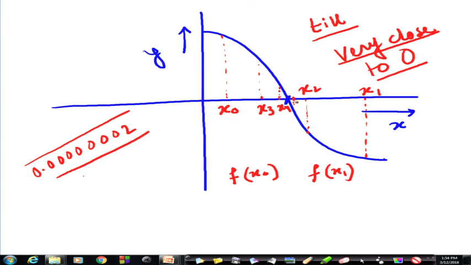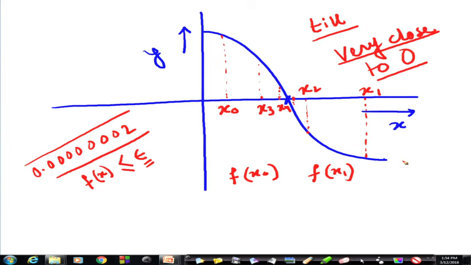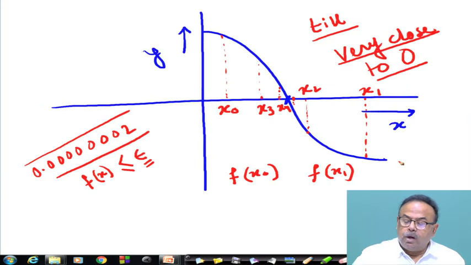Often we call it that the value of f x at that point is less than or equal to some very small value epsilon that we will decide a priori. So, you have seen this approach. Now, one thing that you can quickly think of: how would I know that f x 1 and f x 0 are of opposite signs?